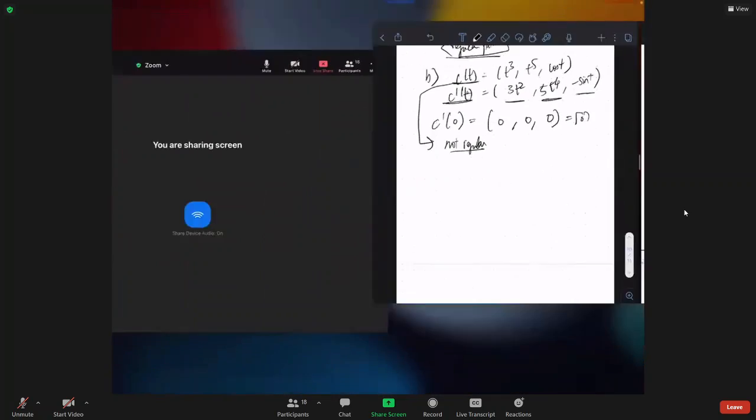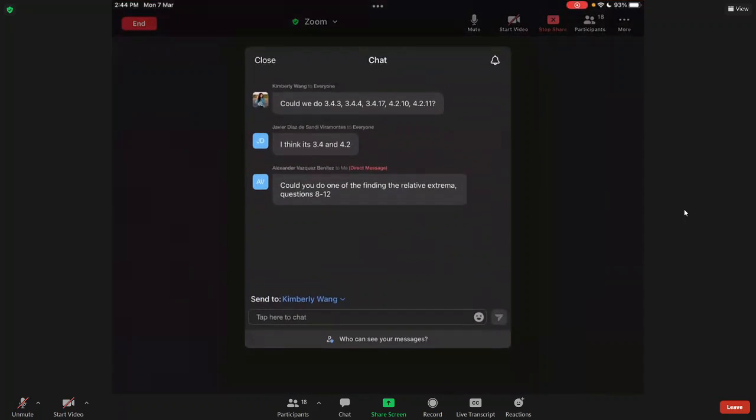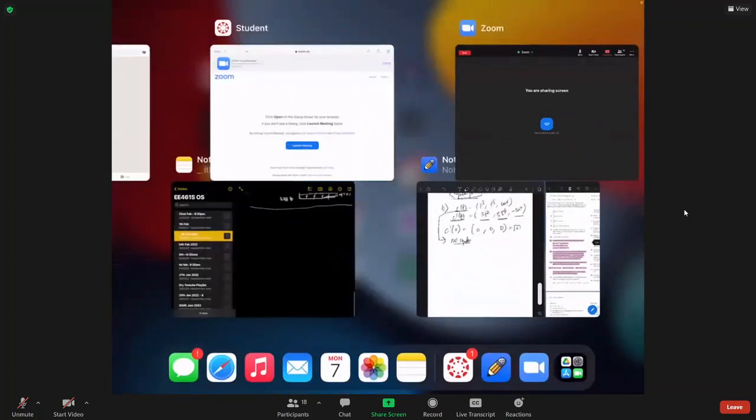Okay, one second. Before that, I think initially someone had asked a set of questions. Let me check. What is that? Okay, it is in 4.2. 4.1 as well. Yeah.